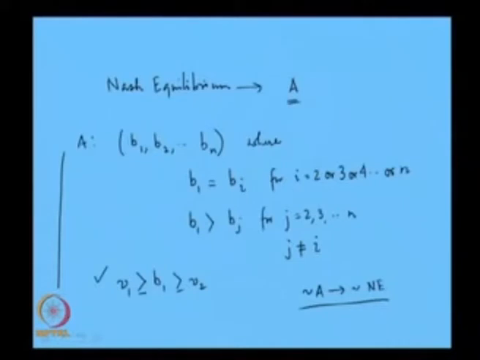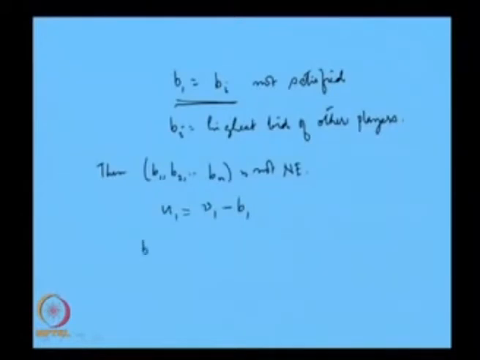What is the other characteristic that must be satisfied? That this highest bid must be greater than the other bids. This is very easy, we have seen this before. We have proved this before. If some other player is bidding more than B1, then that player will get the object, which we have just proved cannot happen. In Nash equilibrium, player 1 must get the object. So, no further elaboration is required for this point.